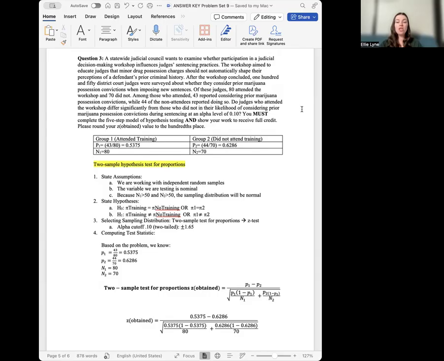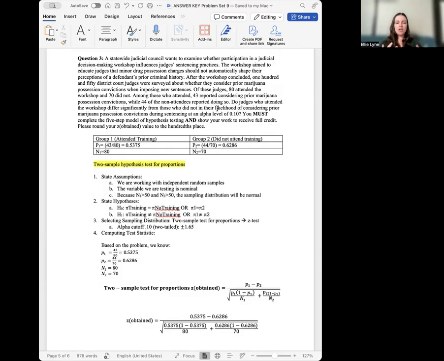So we see here that we know how many judges attended the workshop and how many did not. And so we know that 80 did and 70 did not, and we know how many reported considering prior marijuana possession convictions after they attended and how many considered doing so after they didn't actually attend the training. And so we can easily convert that into a proportion value. You see that I did this within our little table here to help you visualize that as well, with both our p-values for proportion and our n values for our sample size here as well.